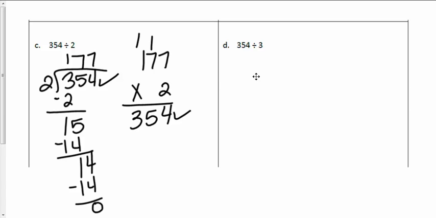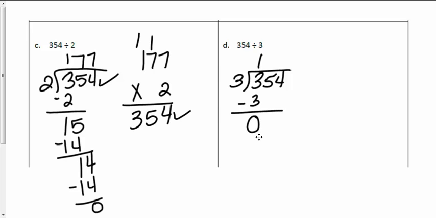Now I'm going to take 354 and divide it by 3. So I'm thinking to myself, if I have 3, what times 3 will get me as close to 3 as possible? And that will be 1. 1 times 3 is 3. So when I subtract, I have no hundreds left over. So I'm going to add my tens to this. I've got 5 tens. 5 tens divided by 3 is 1. 1 times 3 is still 3. That leaves 2 tens left over.